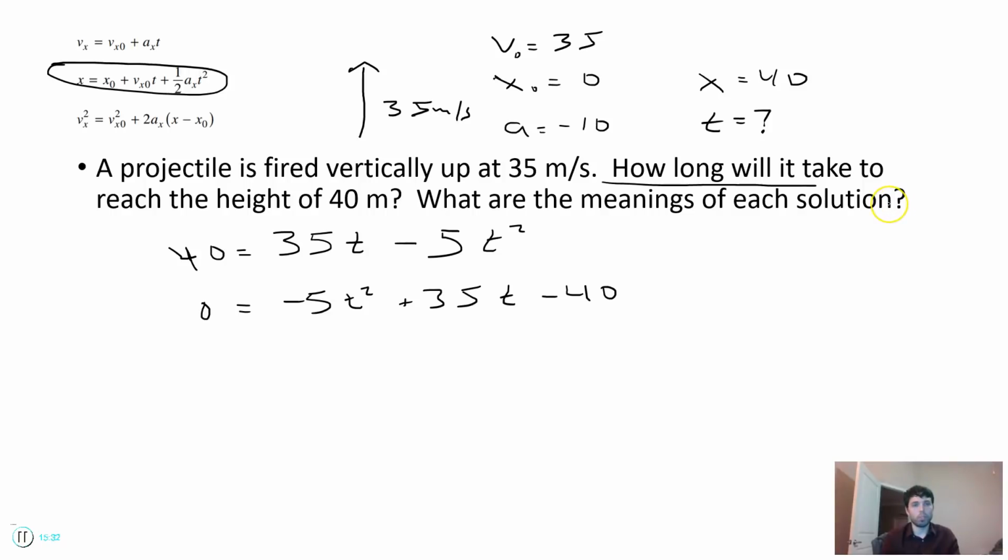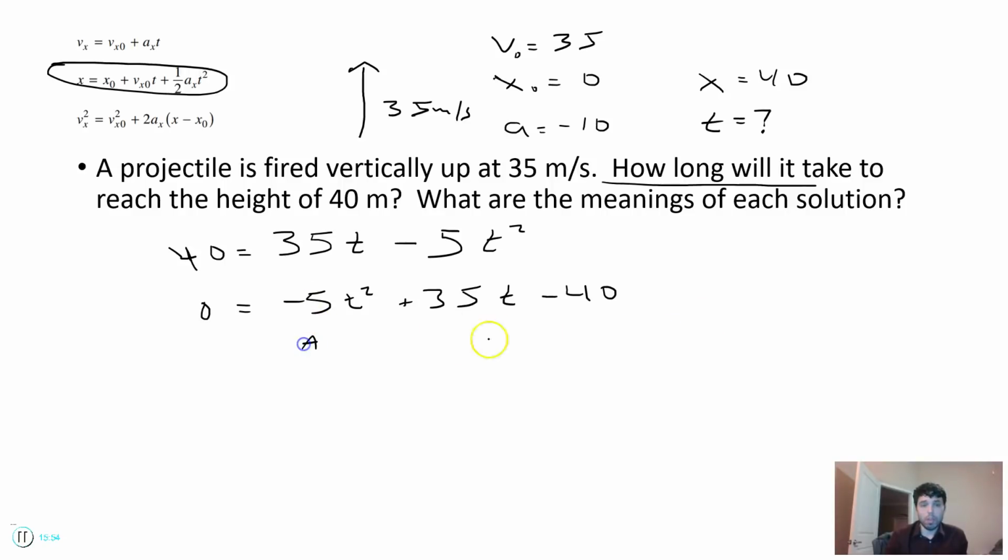There is, because when the ball is fired up, it gets to a 40-meter height, but then it keeps going. And then it comes back down, and it's at 40 meters again on the way down. So it actually goes through the position, and it has the height of 40 at 2 different times, right? Hopefully, you remember your algebra class, and this looks familiar to you. This is a quadratic formula setup, right?